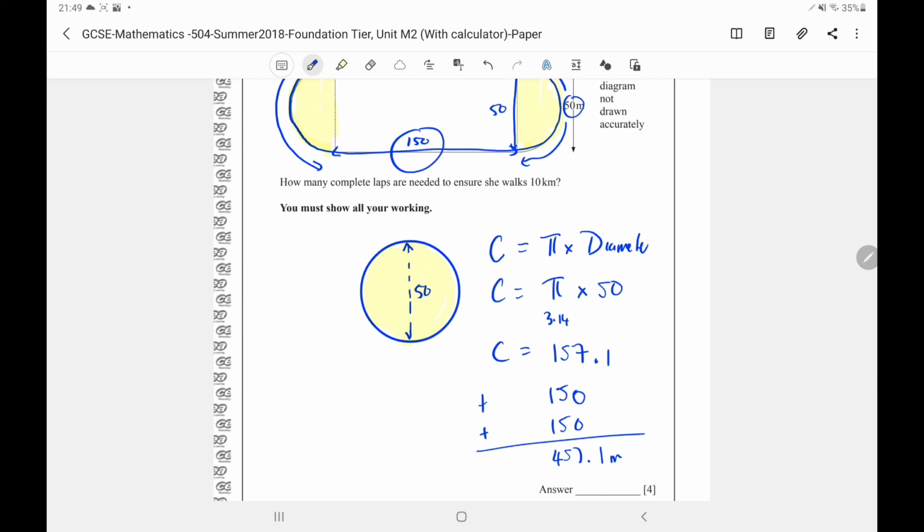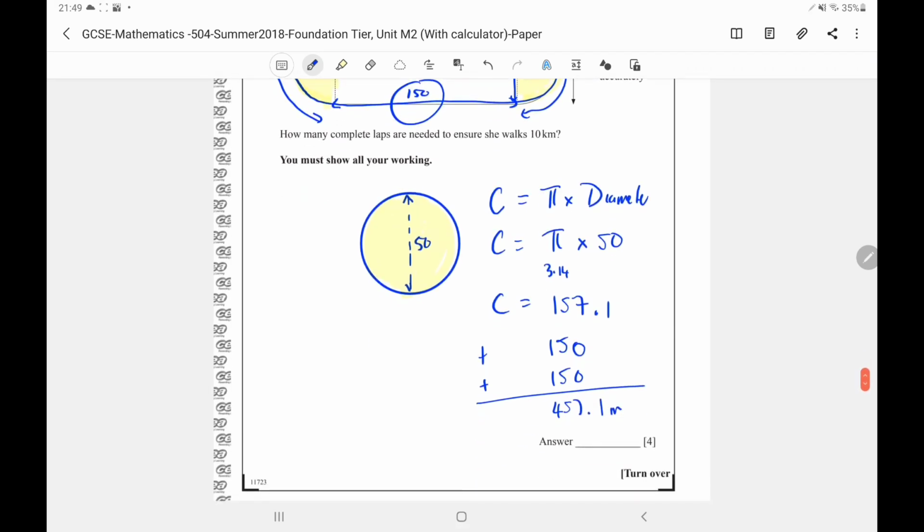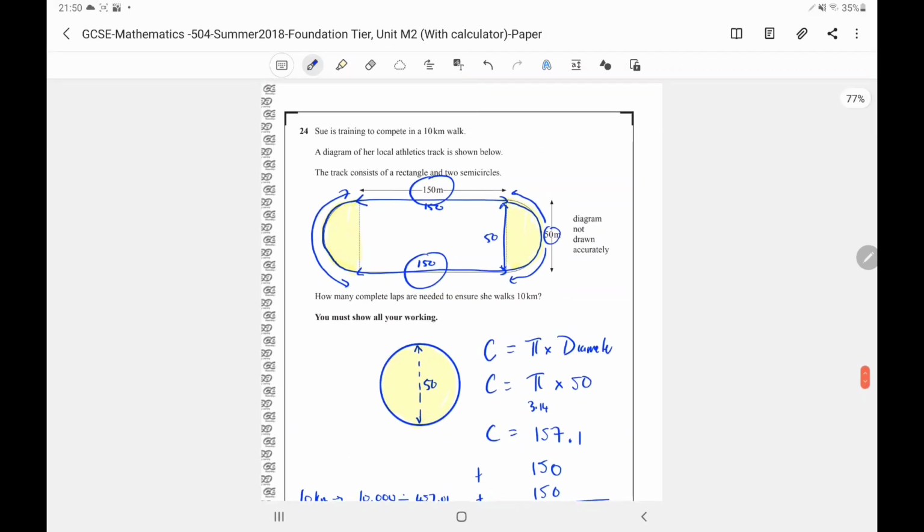It's saying how many laps do they have to do to make sure that they complete 10k. So 10 kilometers, that's 10,000. And you want to see how many laps are in 10,000, so you want to see how many 457s are in 10,000. So you do division, and when you do 10,000 divided by 457.1, then you'll get 21.87 something. But it's asking you for how many full laps you have to do, so you round that up to 22. So that's quite tricky.